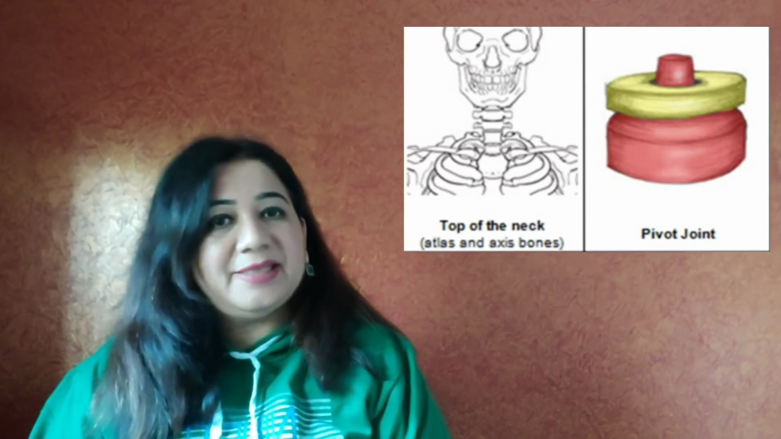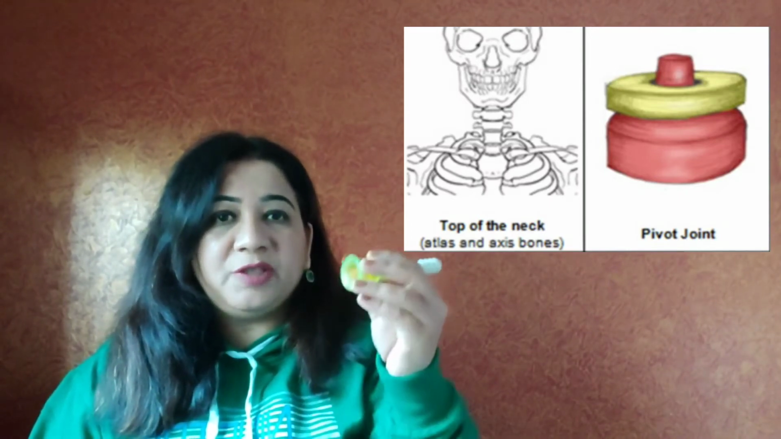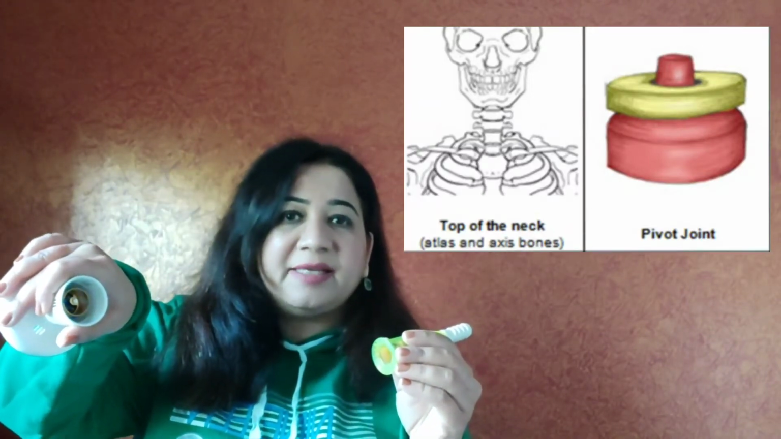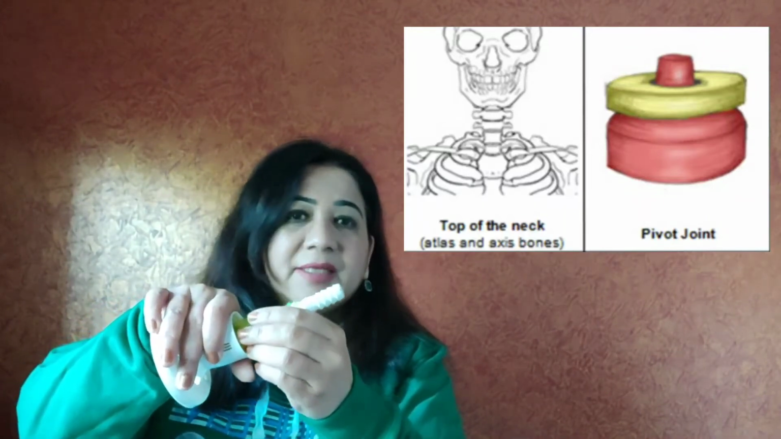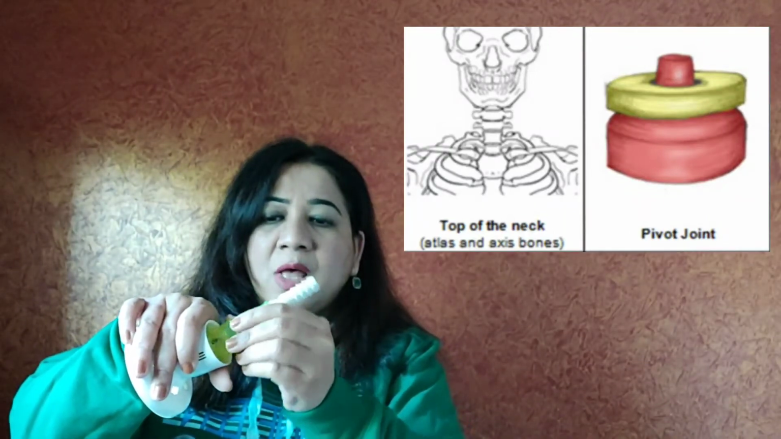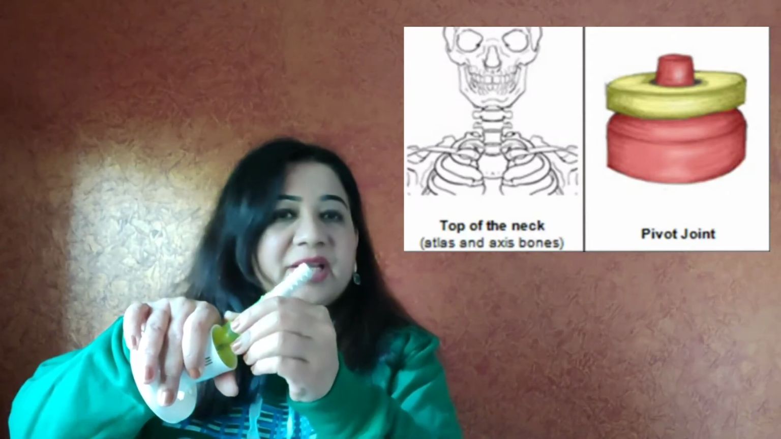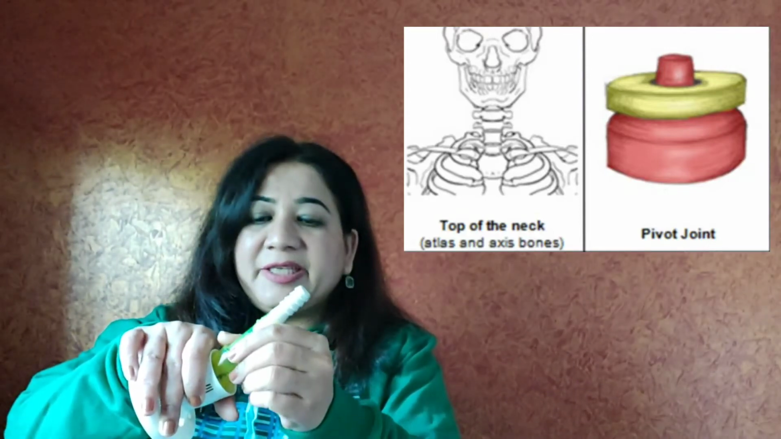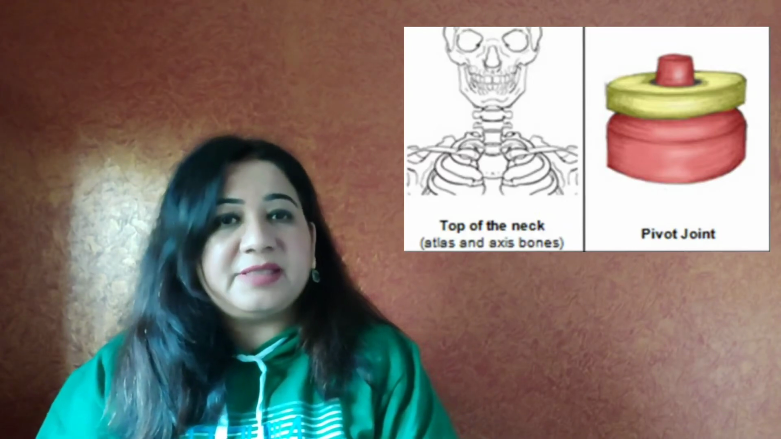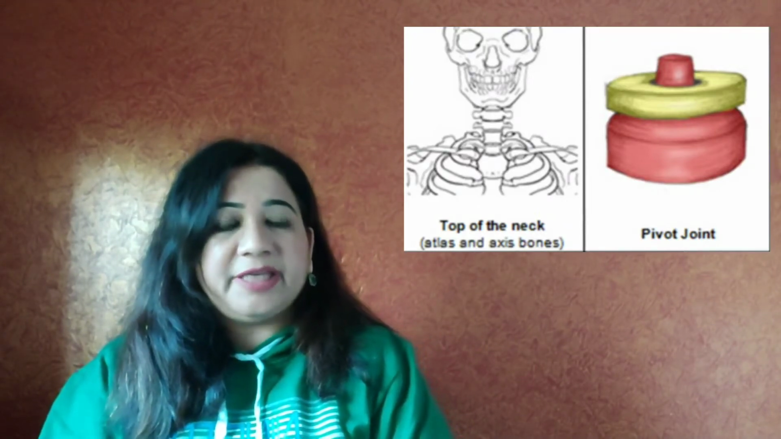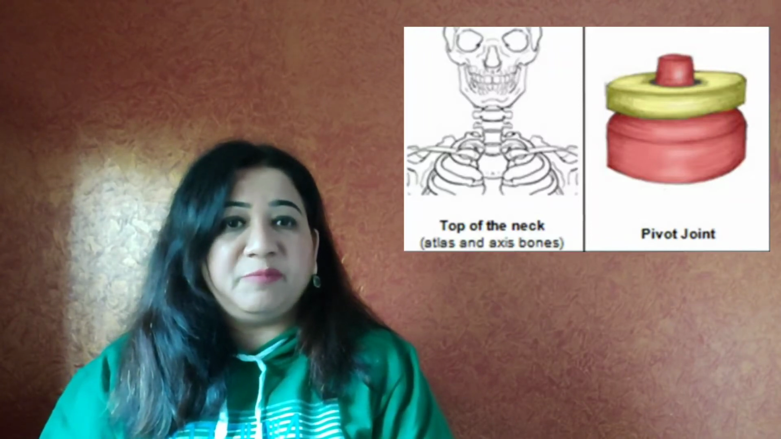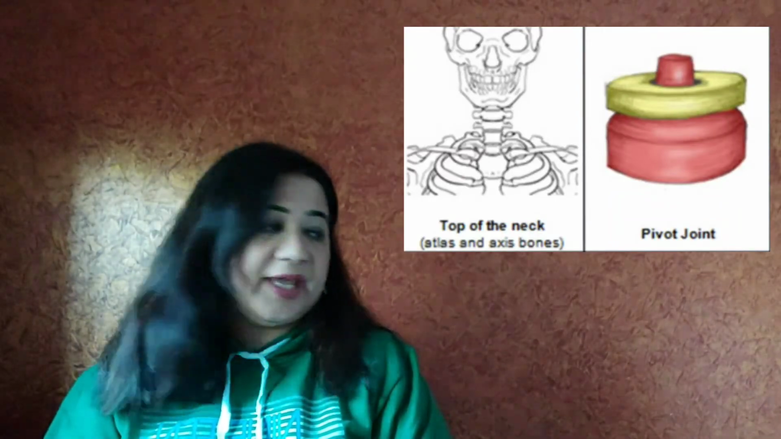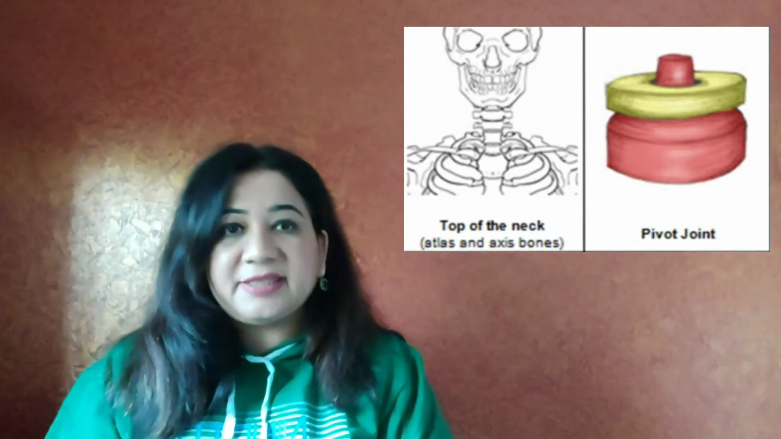Pivot joint. In this kind of joint, one bone which has a cylindrical shape fits into another bone which has a ring-like structure, and it can also allow the rotatory kind of movement. That is why this is also called the rotatory joint. Example of this kind of joint is the neck region. Our neck allows movement in various directions like up, down, sideways and even clockwise and anti-clockwise.